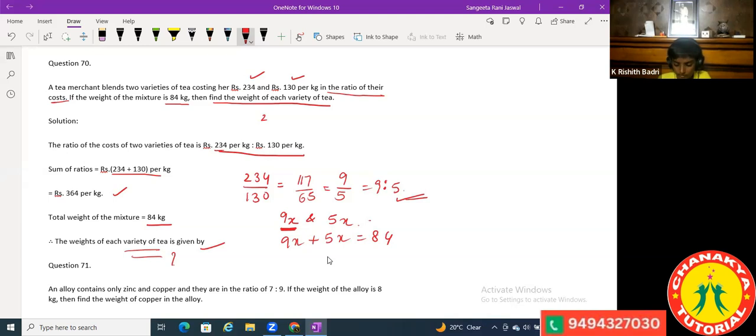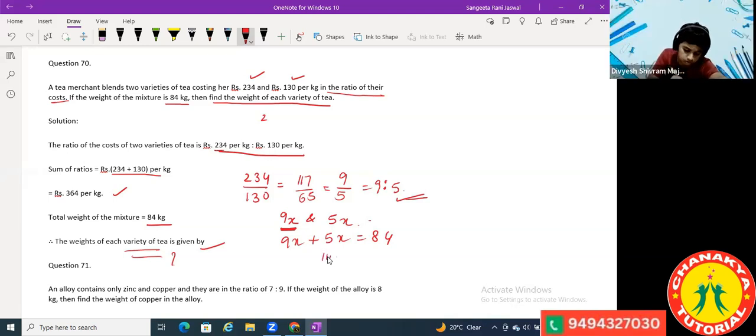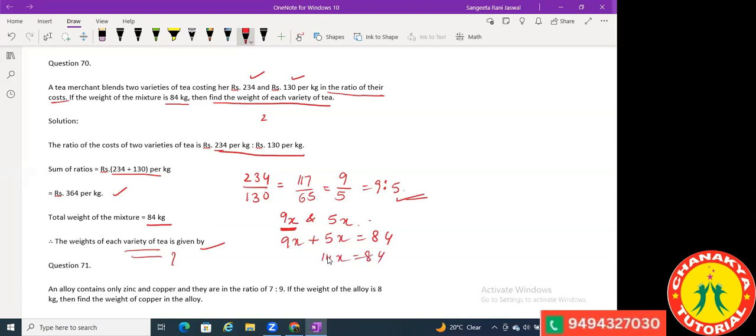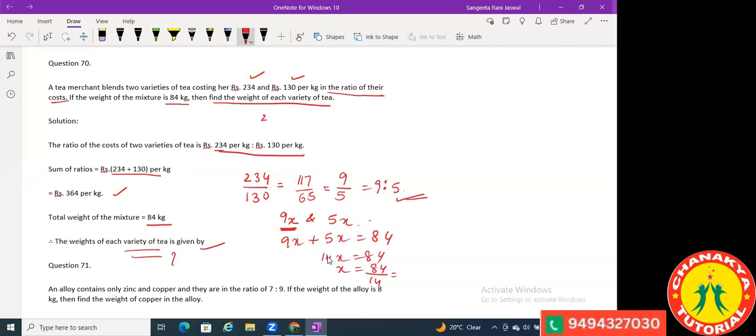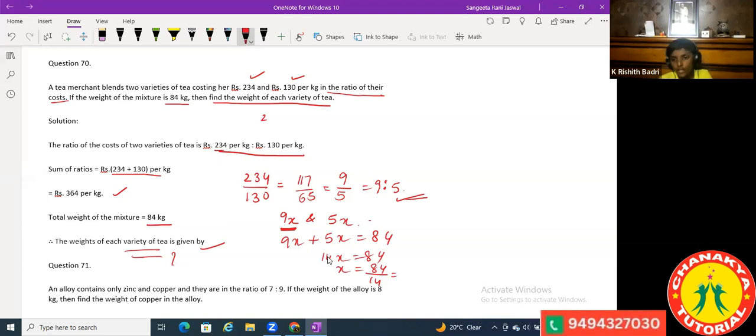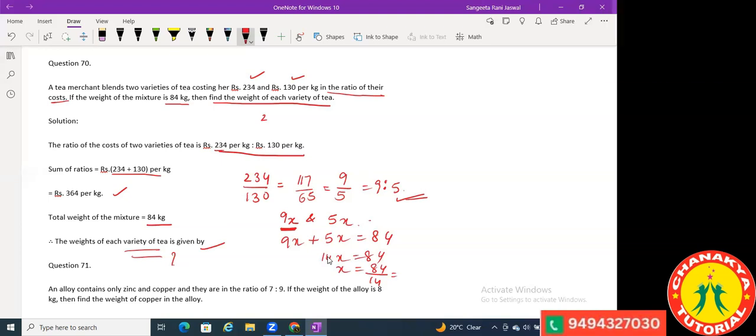Okay, ma'am. So 14x will be 84. 14x equals 84. So now x will be equal to 84 by 14. So what do you get for x? We get 42 by 7. In the table of 42, do you get 84?